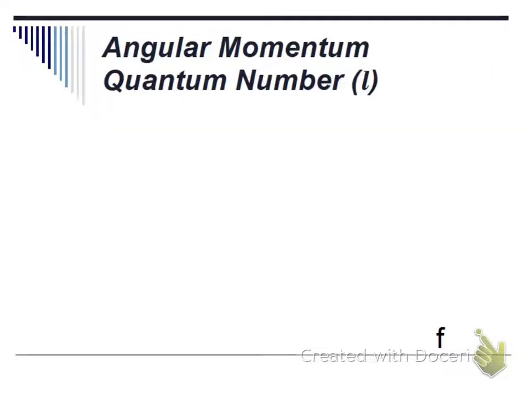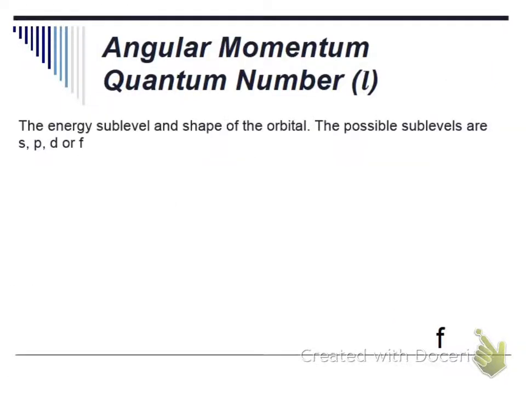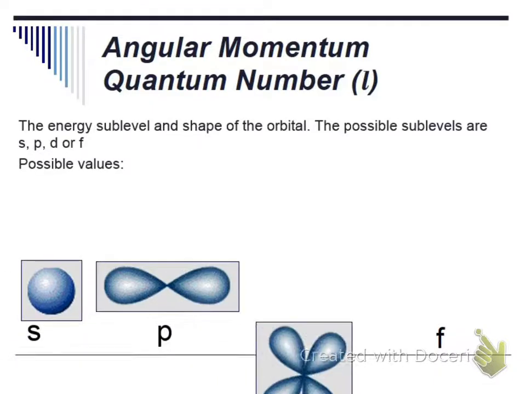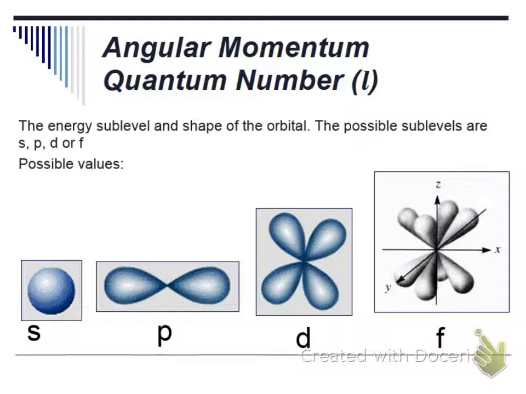The angular quantum number tells me what sublevel and the shape of the orbital. The possible sublevels are S, P, D, and F. In an energy level, that is the order that they fill. If you need help remembering the order, I have a very fun little saying for you: Science is pretty darn fun. I came up with that myself. Thank you very much.